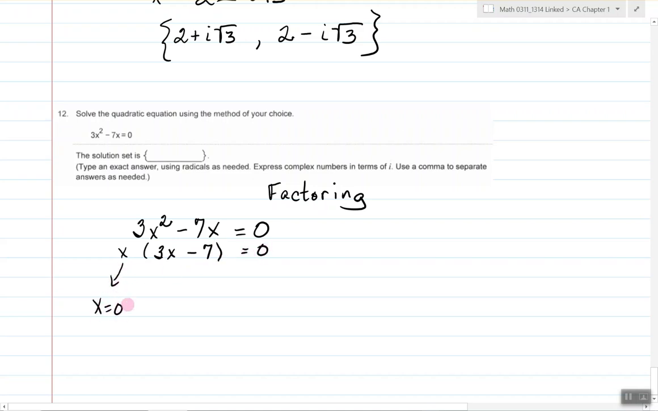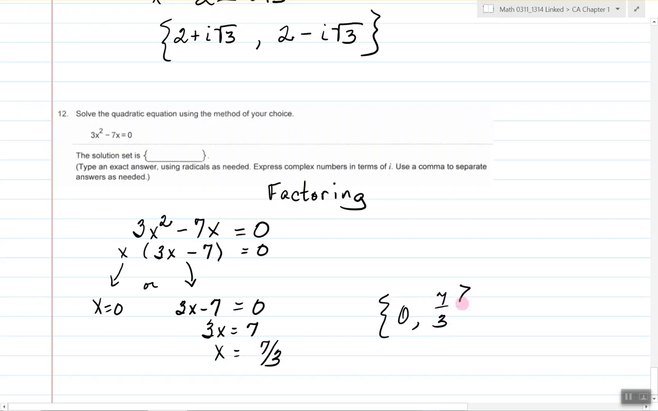So x is 0, or 3x minus 7 is 0. Adding 7 means 3x is 7. Divide by 3, x is 7/3. My solutions are 0 and 7/3. All right, so you have all these tools, and we will focus more on using the grapher to solve quadratics and other kinds of equations in a future video.